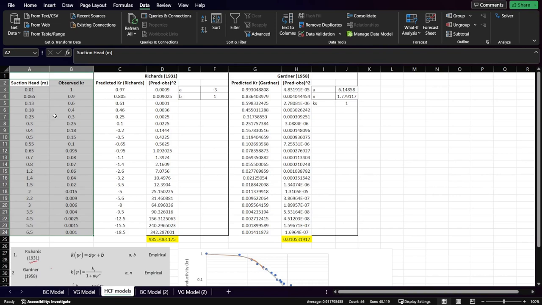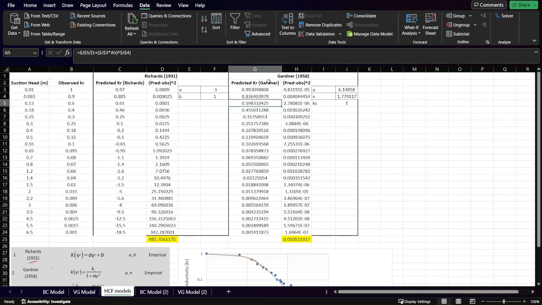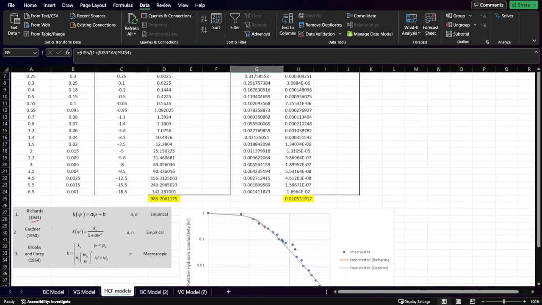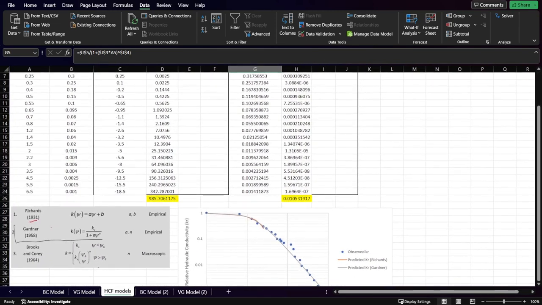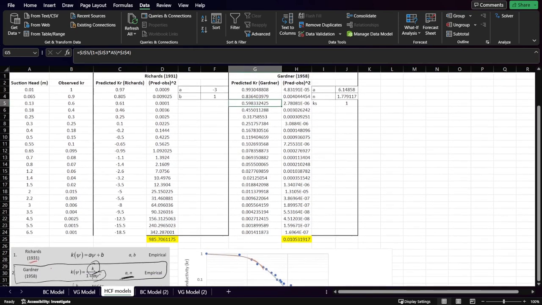Now to predict it, let's say you are using the Gardner equation. Where is the Gardner equation? You will see it here. This one is the Gardner equation that gives the hydraulic conductivity equal to the saturated hydraulic conductivity upon 1 plus (a psi) to the power n. So these are the two parameters which we need to determine.